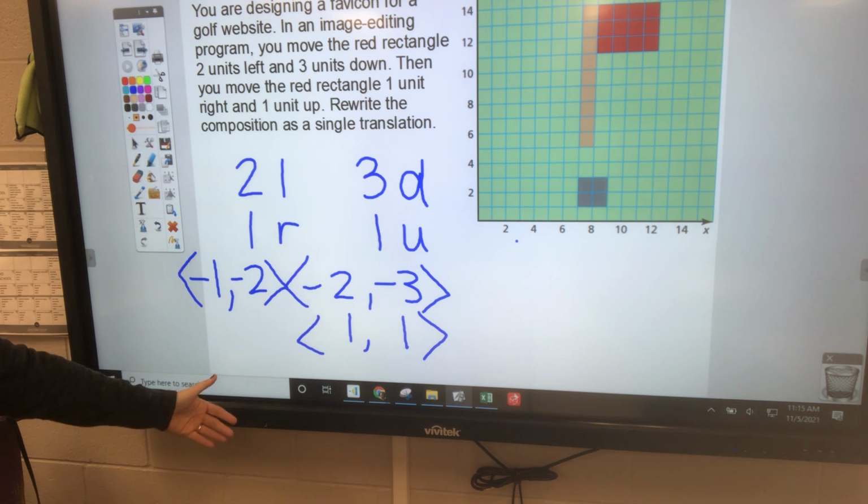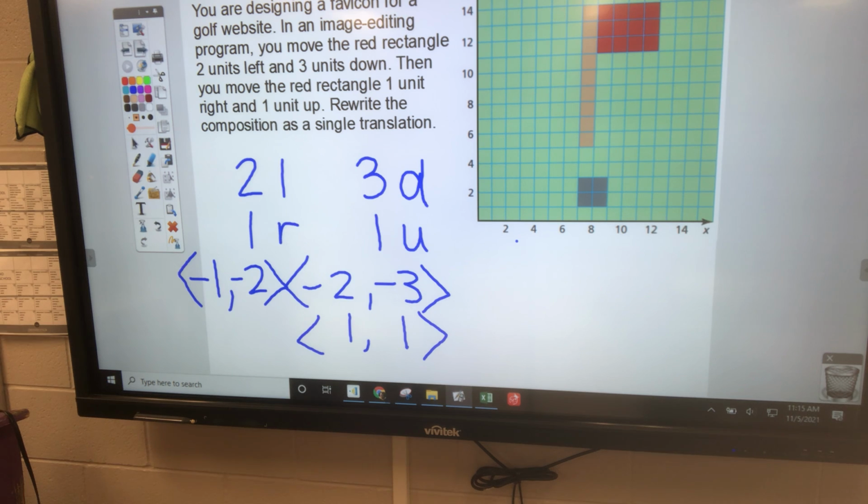How would it look as a rule? X minus 1, Y minus 2. Okay, I think you got it.